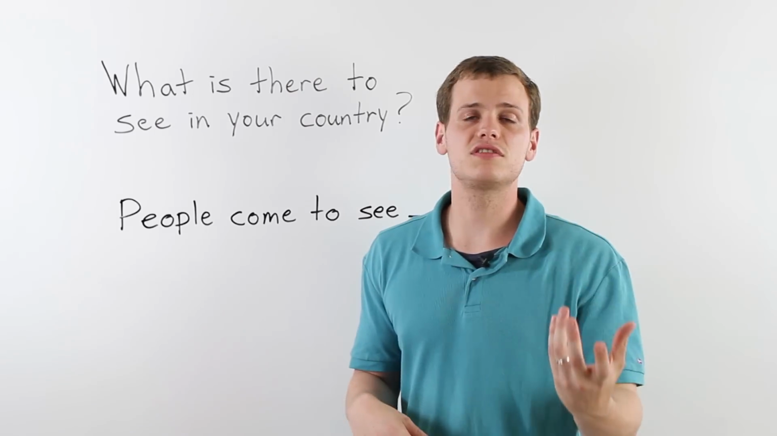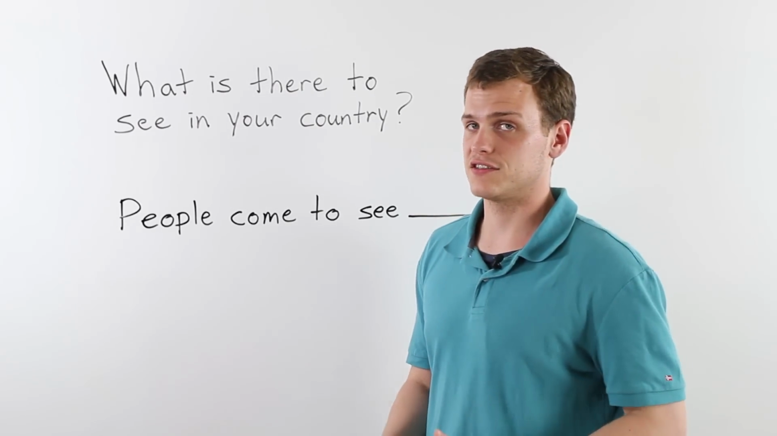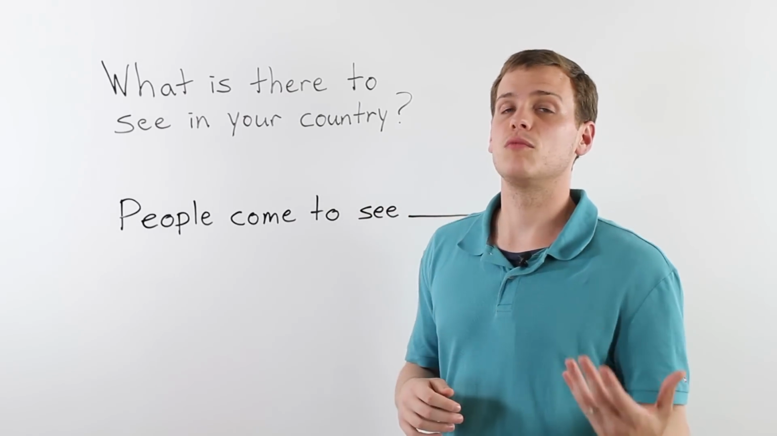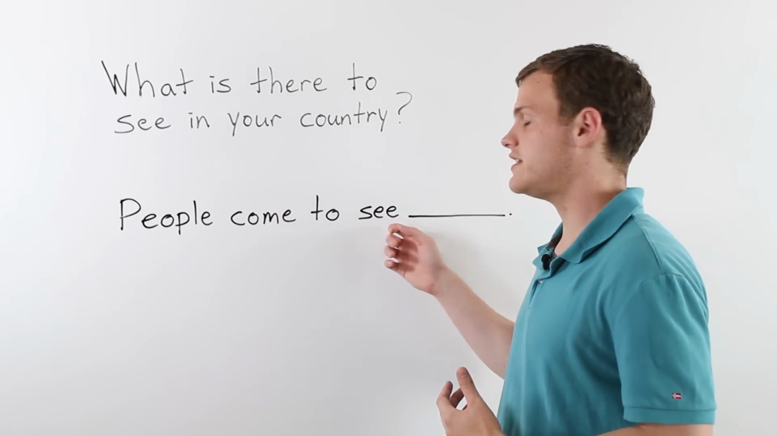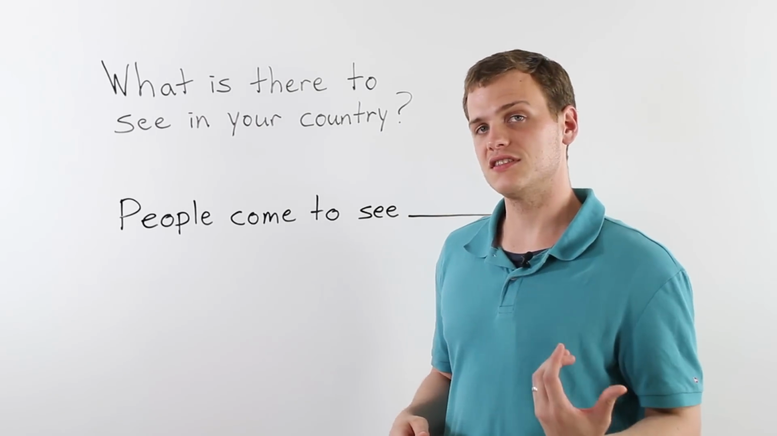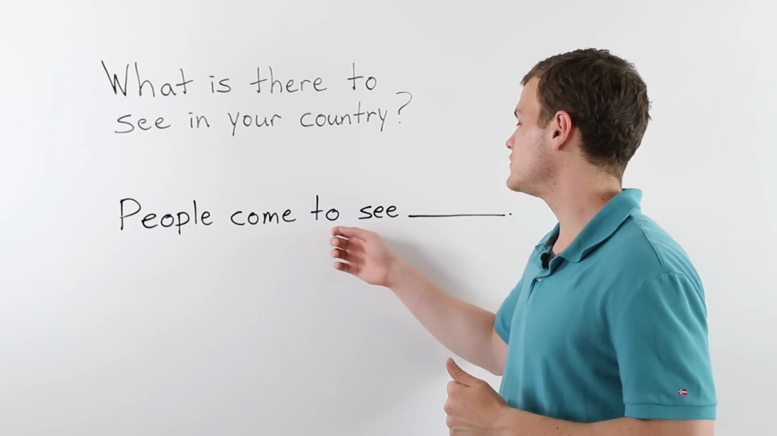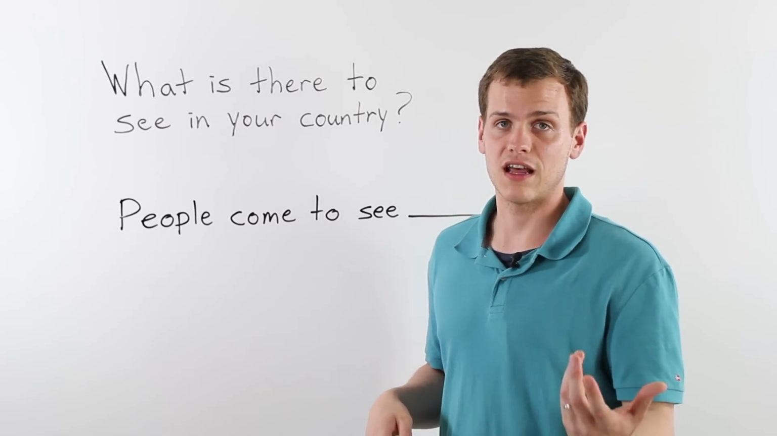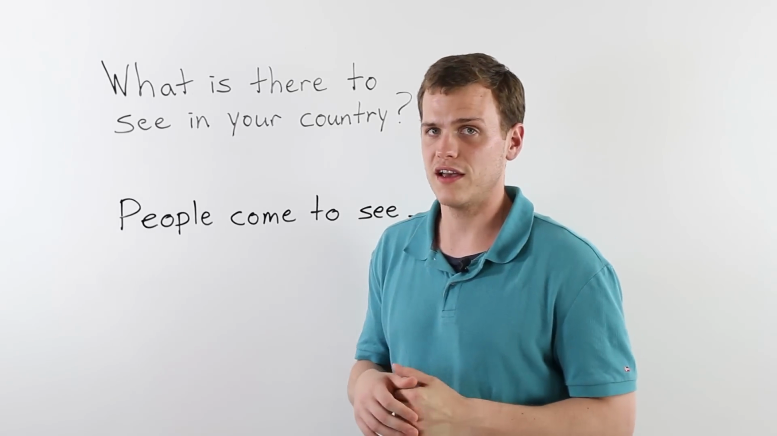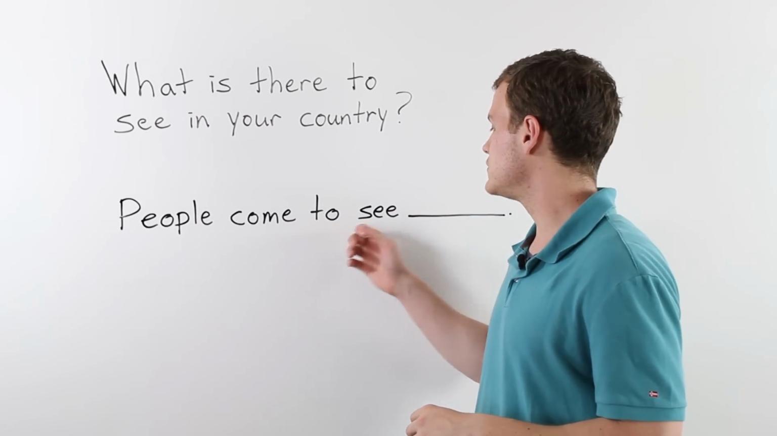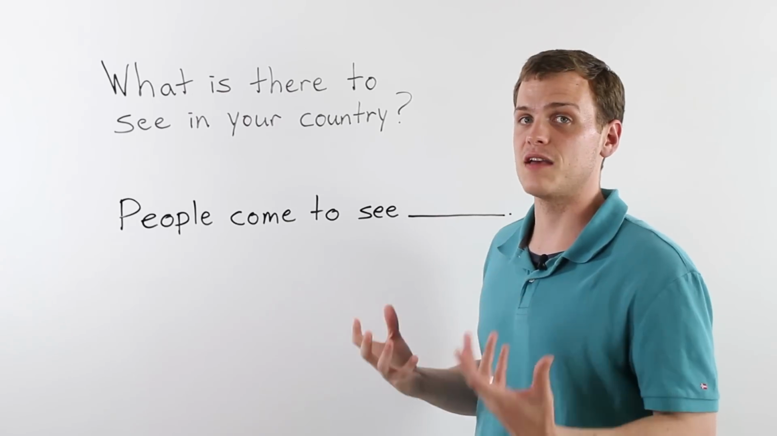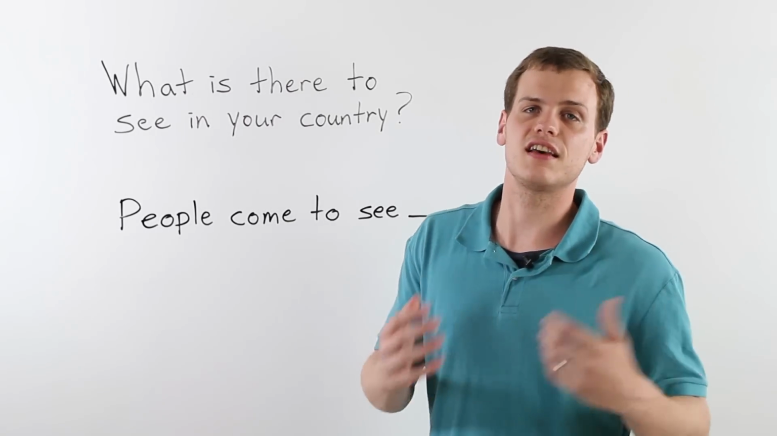Now, if the person is from France, the easy answer is, people come to see the Eiffel Tower. Or someone from China, people come to see the Great Wall. Or again, maybe a Japanese person is visiting, they can say, people come to see Mount Fuji. Now again, if you travel to another country and someone asks you about Korea, you can just say, people come to see Seoul, or people come to see Gyeongbok Palace, the famous things to see. All right, let's take a look at some examples.